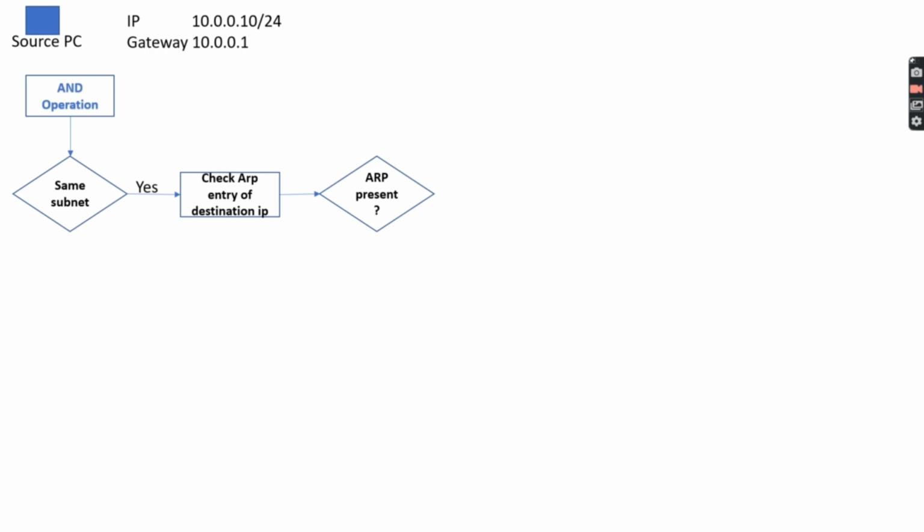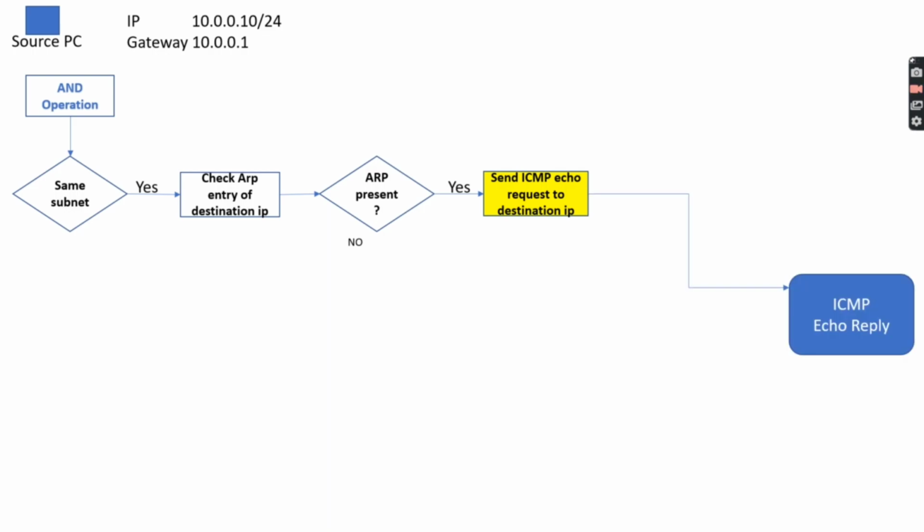While checking the ARP cache in the source PC, there are two possibilities. The ARP entry might be present, or it may not be there. It may be empty. If it is there, then the source PC is going to send the ICMP echo request to the destination IP. Once the ICMP echo request is sent, we are going to receive an ICMP echo reply. Based on the ICMP codes, you can determine if it is a success or failure.